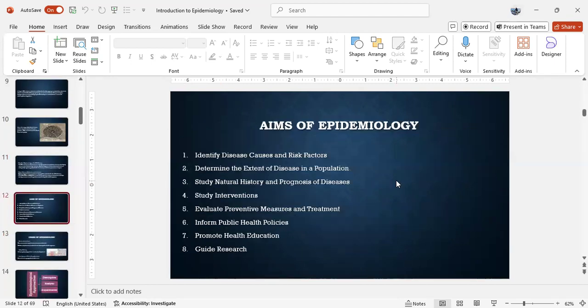Aims of epidemiology. Identify disease causes and risk factors, determine the extent of disease in a population, study natural history and prognosis of diseases, study interventions, evaluate preventive measures and treatment, inform public health policies, promote health education, and guide research.